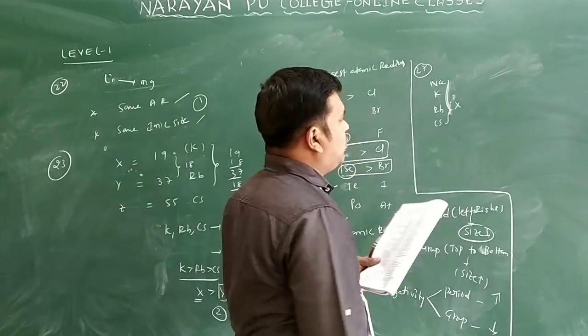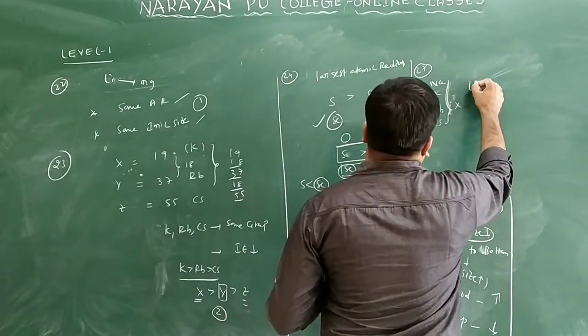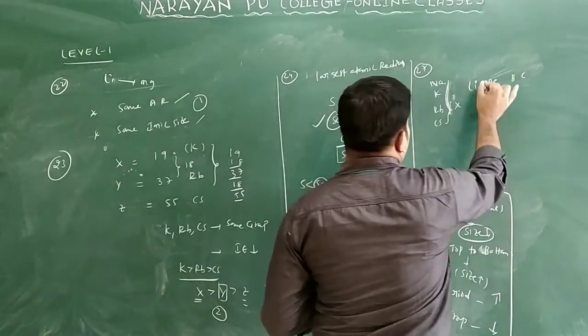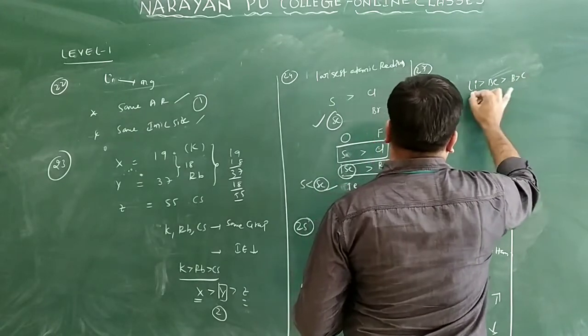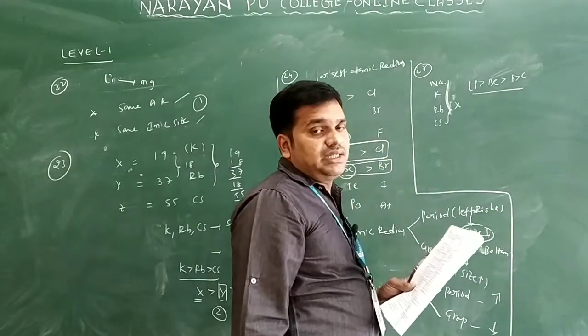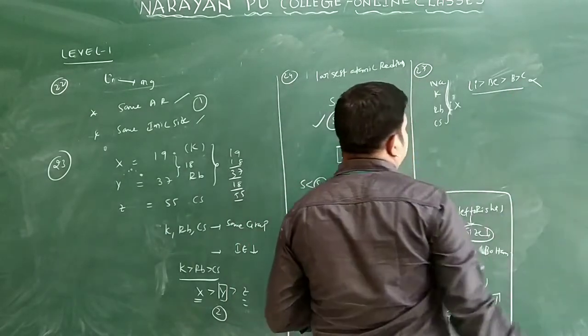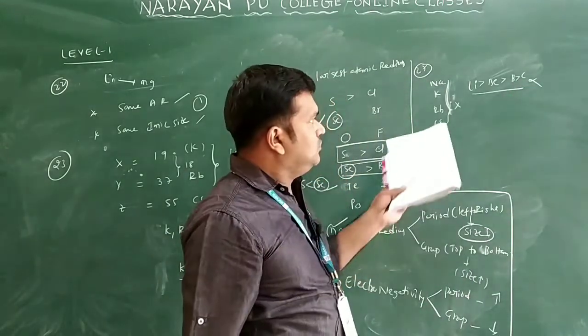Come to the second one. We have lithium, beryllium, boron, carbon. So lithium is greater than beryllium, beryllium is greater than boron, boron is greater than carbon. So this is also not correct, because the size is decreasing in order.